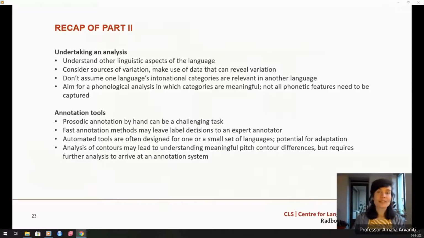In terms of tools, these are just a few that have been developed recently within the linguistic space. These are valuable as prosodic annotation by hand can be a challenging task.